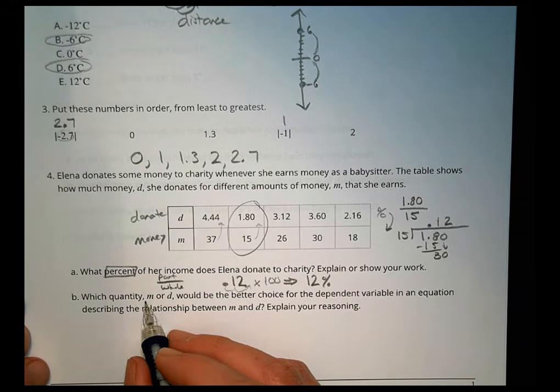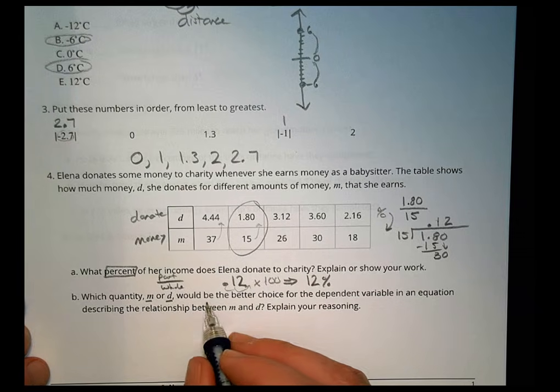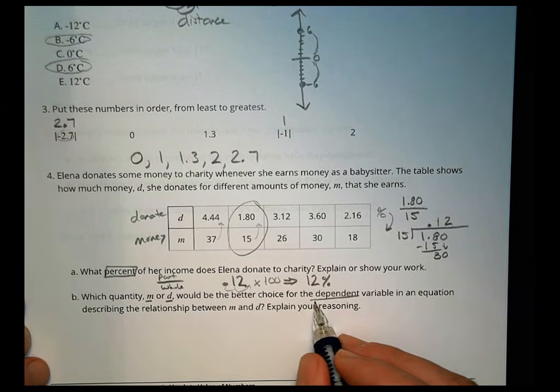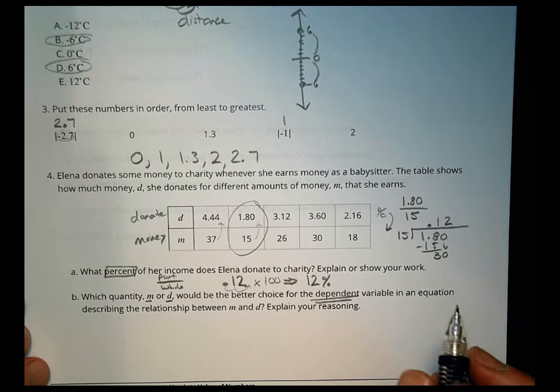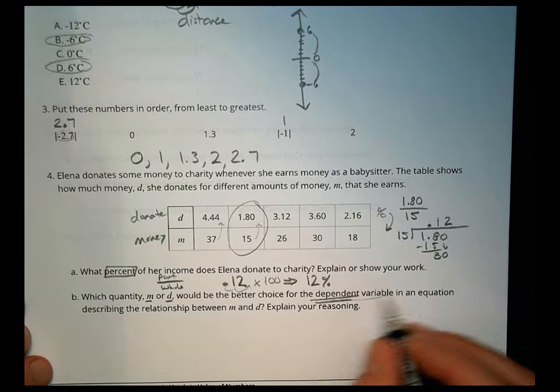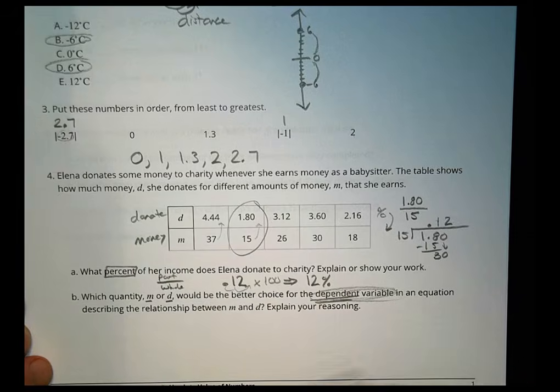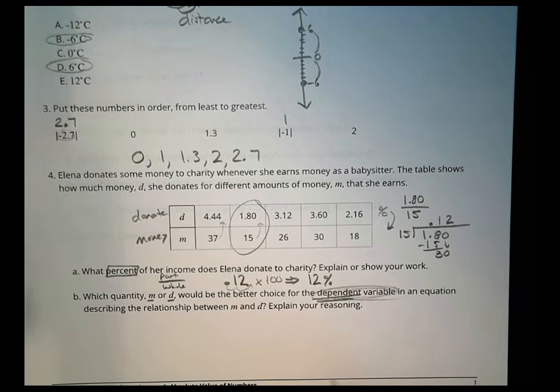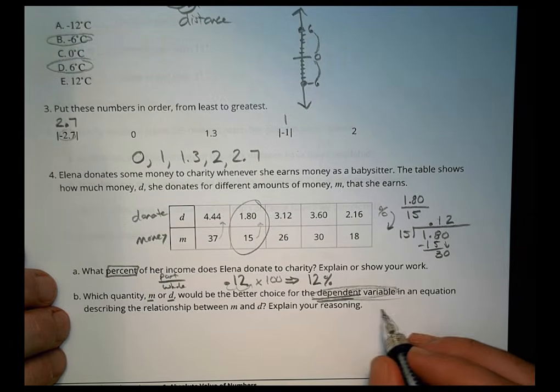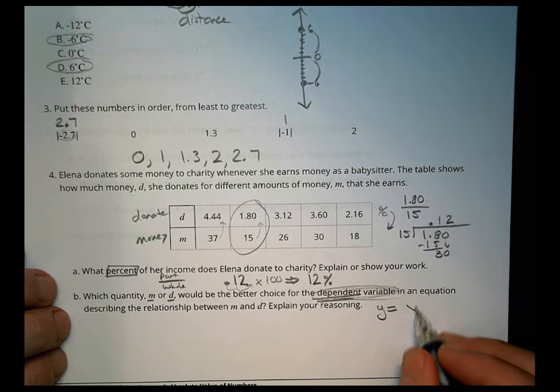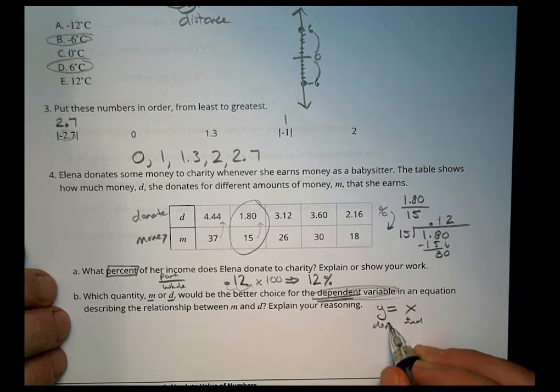So which quantity, the money or the donation, would be a better choice for the dependent variable in an equation? Now, dependent variable, remember, that means that whatever you come up with depends on the given value. So it requires information in order to come up with something, right? You put it in the machine and out comes this other thing. So when we talked before, our y was our dependent, and that equaled our x, which was our independent typically. Okay? That's what we did before.